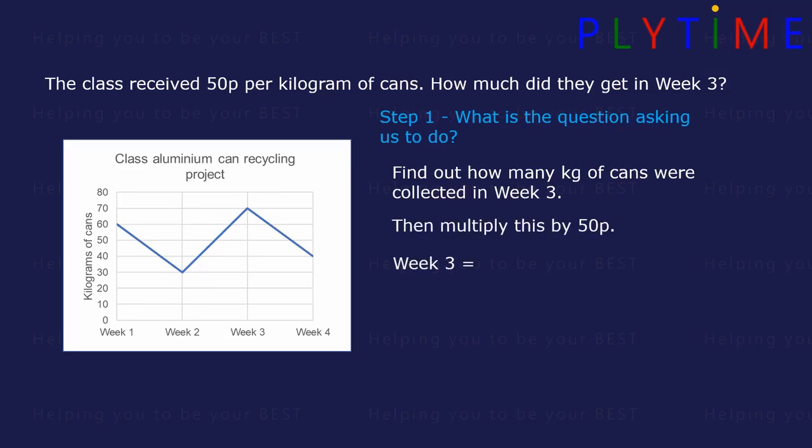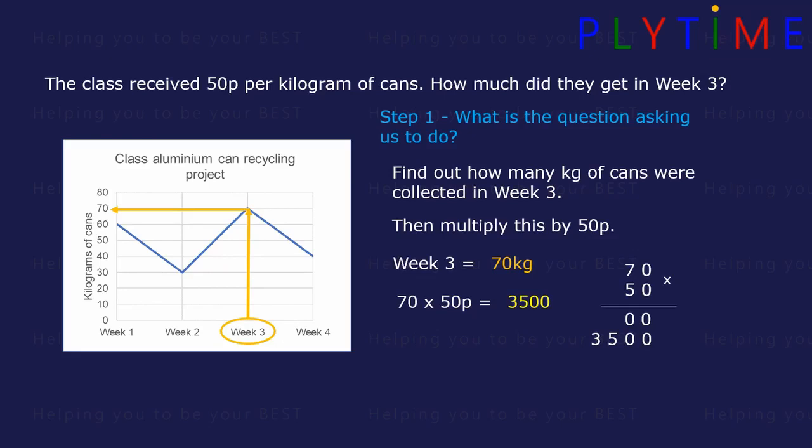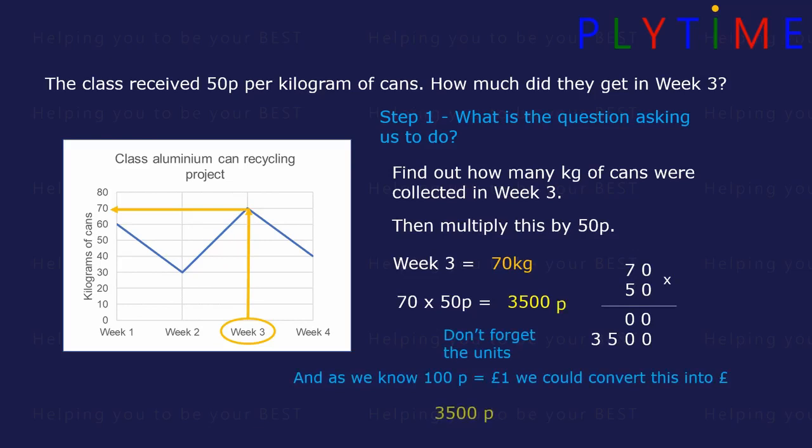In week 3, we read up to the point and across to the axis is 70 kilograms. Now multiply 70 by 50 pence. In our columns, 0 multiplied by 70 is 0, and then 5 multiplied by 70 is 3,500. Don't forget the units, it's 3,500 pence. We could convert this into pounds. We know 100 pence equals £1, so 3,500 pence is 35 pounds.